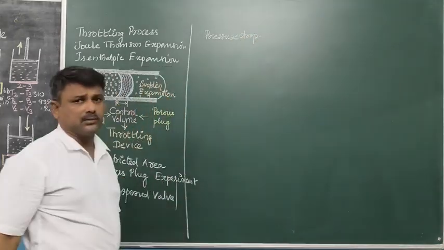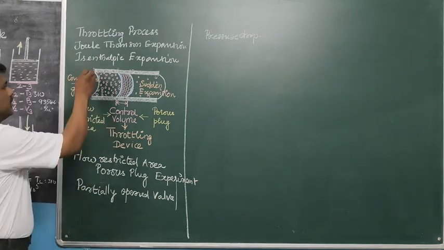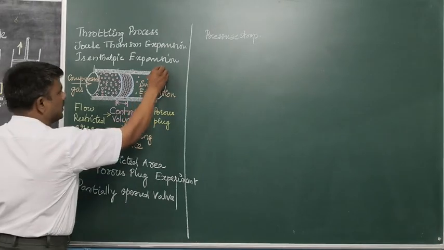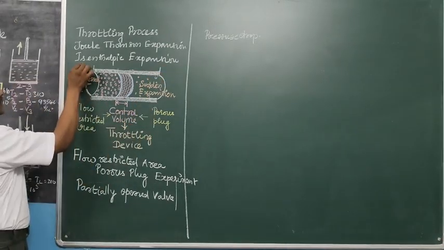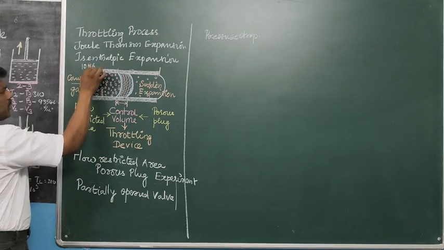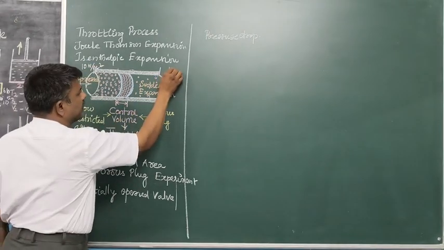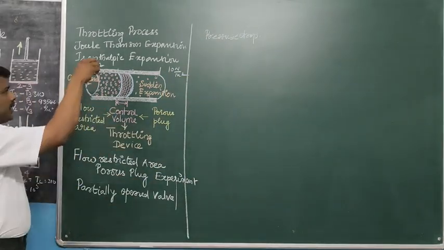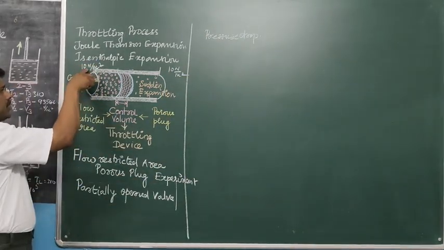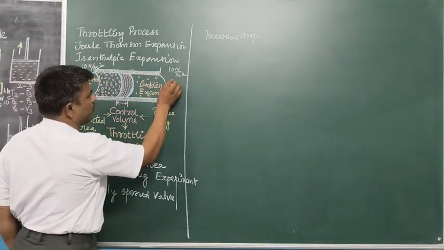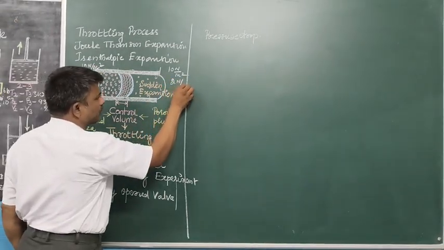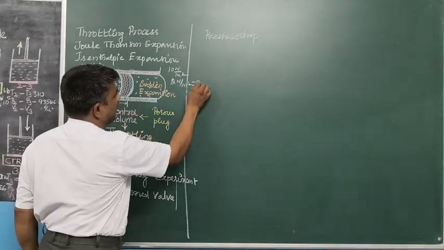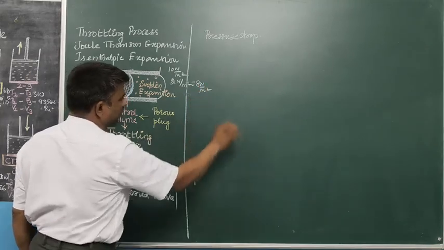Pressure drop means what? Loss in pressure. Say for example, this is the entering point, this is the leaving point. If gas enters at 10 Newton per meter square and leaves at 10 Newton per meter square, there is no pressure loss. If the gas enters at the inlet at a pressure of 10 Newton per meter square and leaves at 2 Newton per meter square, the pressure drop is equal to 8 Newton per meter square.